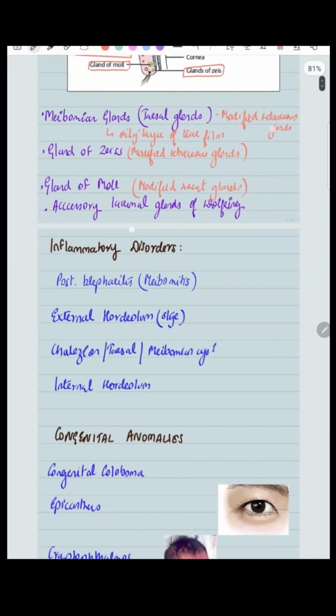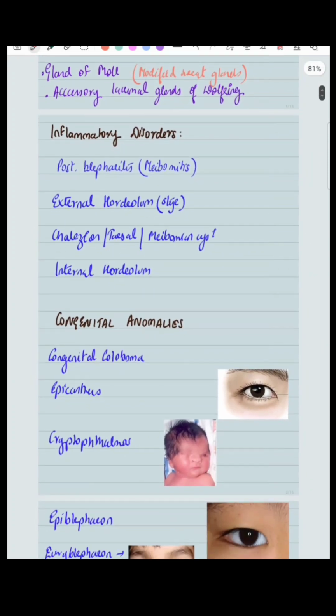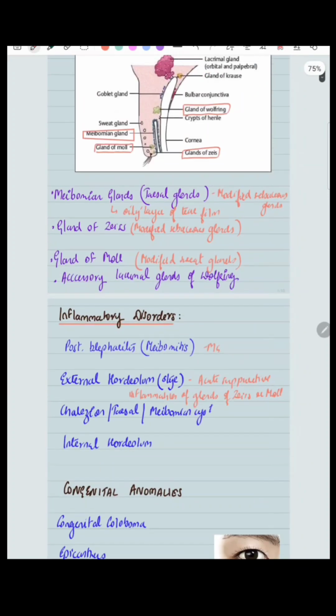Now coming to the inflammatory disorders in the eyelid. Inflammatory disorders include posterior blepharitis or meibomitis. This is the inflammation of the meibomian gland. External hordeolum, or stye, is the acute suppurative inflammation of glands of Zeis or Moll.